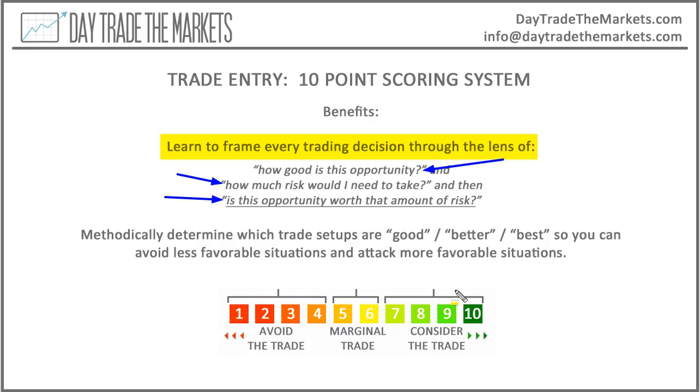So, for example, a 10 would be a very high opportunity with very low risk. Whereas an 8 or a 9 is either something with very low risk that's a good opportunity, or a very good opportunity with a little bit more risk. Again, it's all about judging the risk relative to the opportunity, and this 1 to 10 framework really helps you do that.